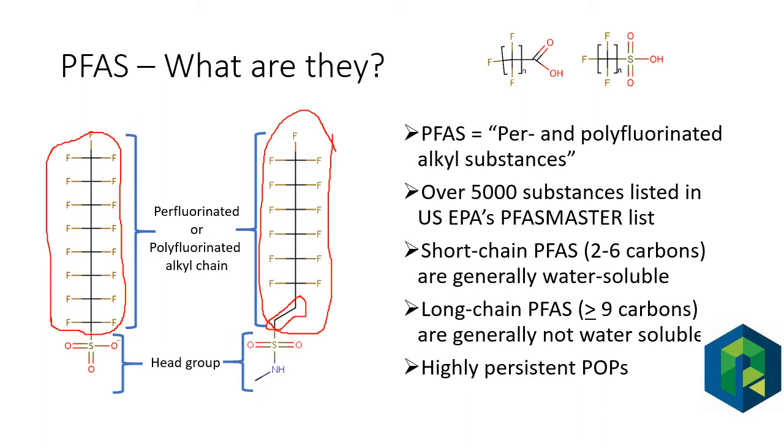And the other part of PFAS molecules are the head group. And the head group can either be ionic or it can be neutral. And it's usually polar, but not always. And so this gives rise to quite a number of possible PFAS compounds. And currently there are well over 5,000 substances that are listed on the US EPA's PFAS master list.